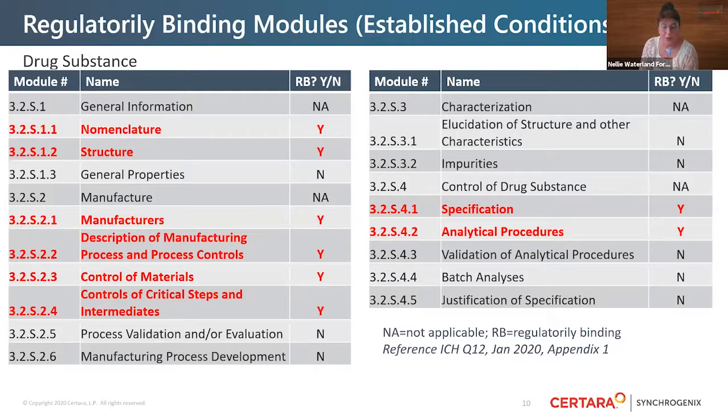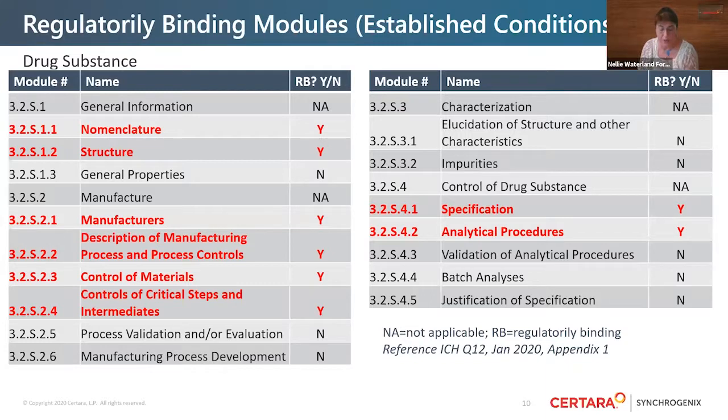3.2.S.3.1 and 3.2.S.3.2 are also not regulatorily binding, as they consist of baseline data that you would perform again when you're making a significant change to your product or process. If your drug substance or product does not test as equivalent using the characterization and impurity methods listed in your application, you may need to perform additional clinical bioequivalence studies to demonstrate equivalence. And again, 3.2.S.4.3, 4.4, and 4.5 are all backwards looking modules.